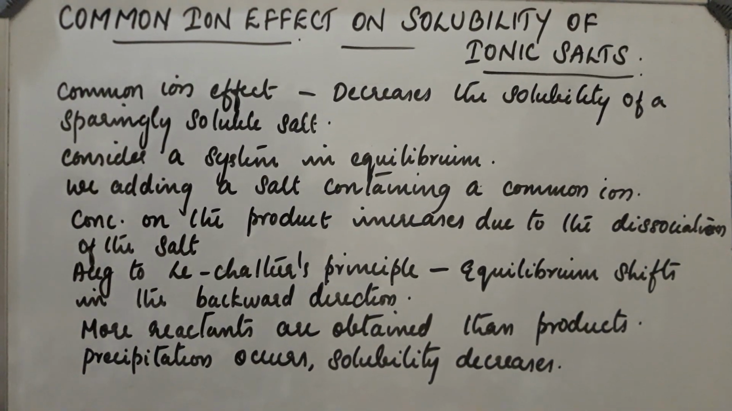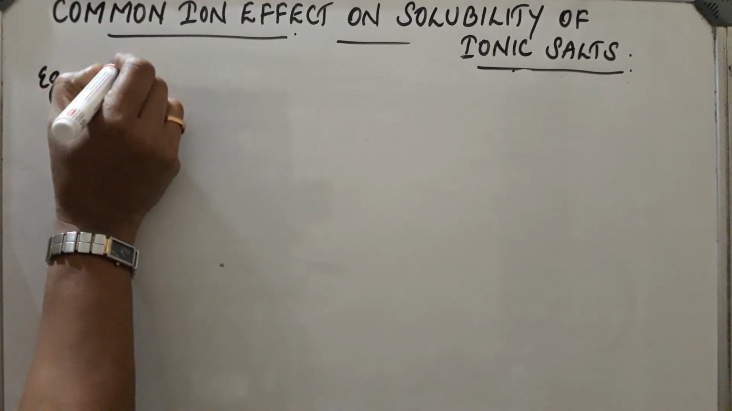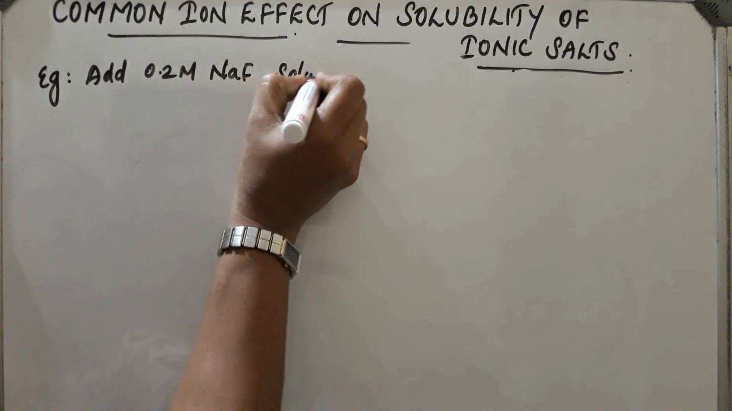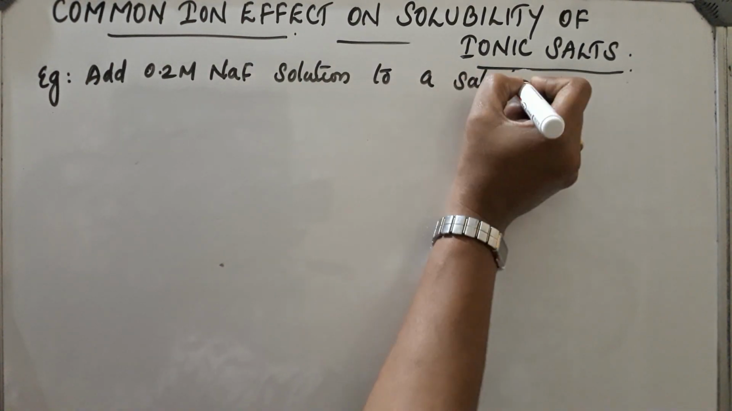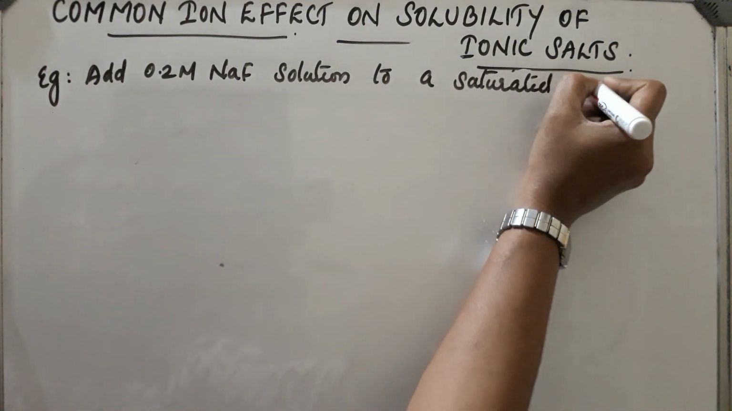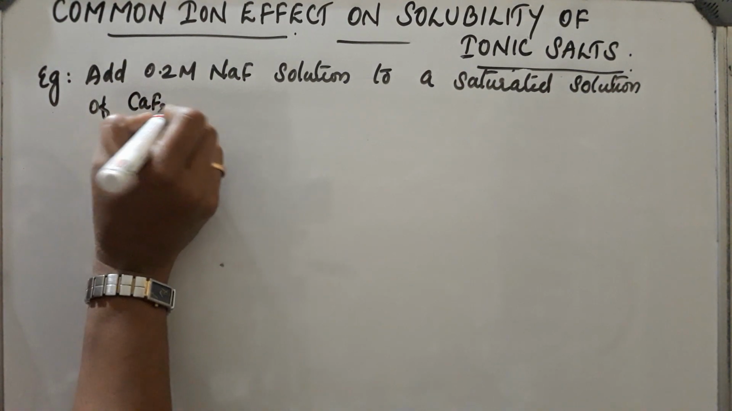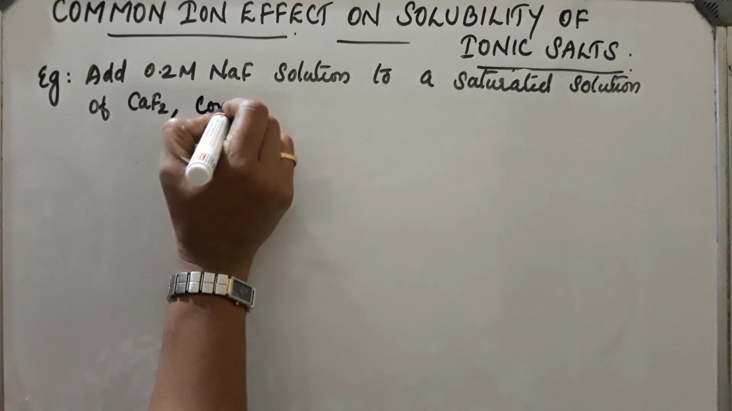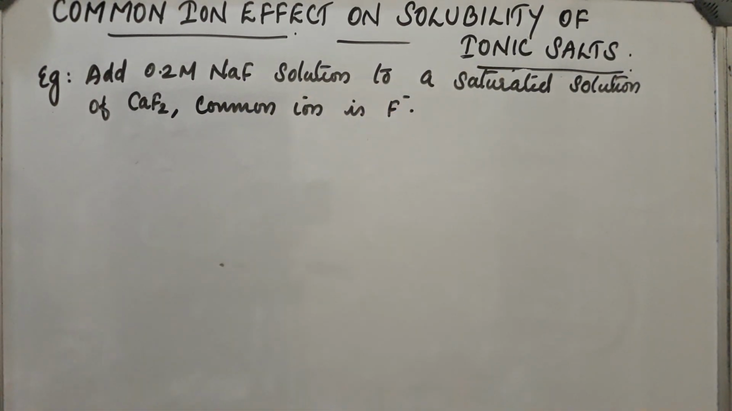Consider an example. Add 0.2 molar NaF solution to a saturated solution of CaF2. The common ion present is F minus, the fluoride ion.